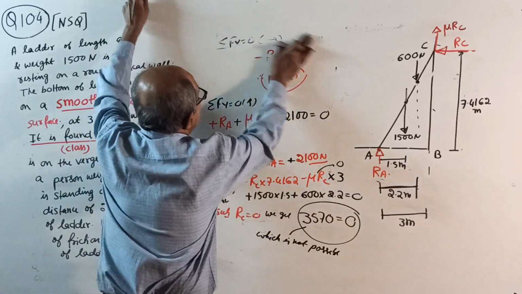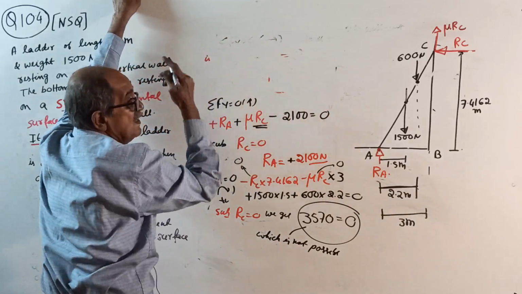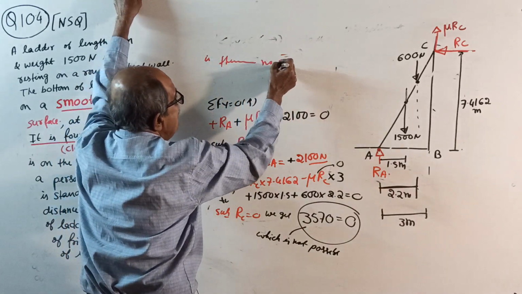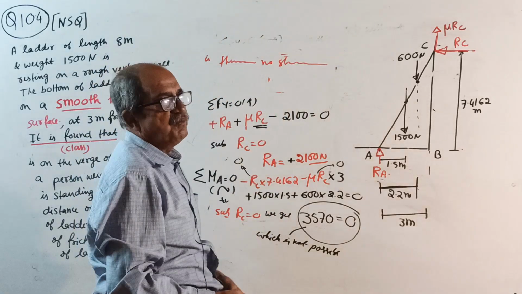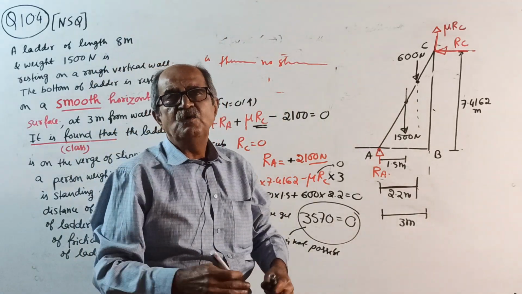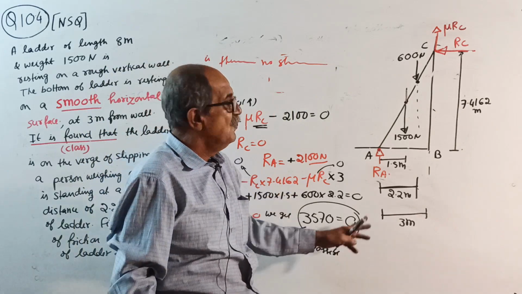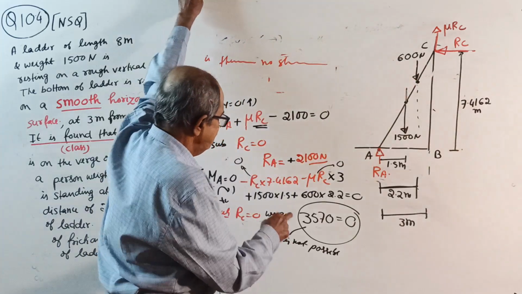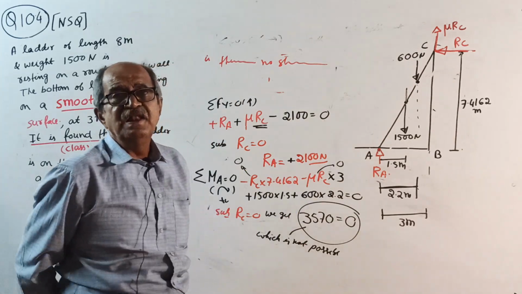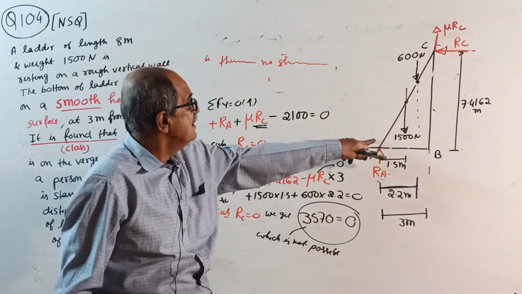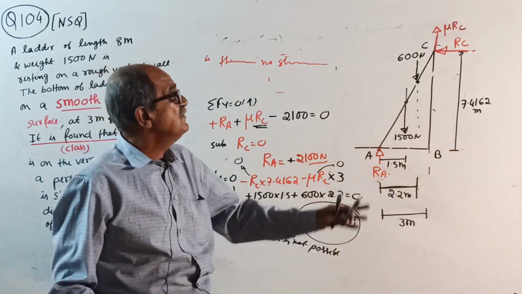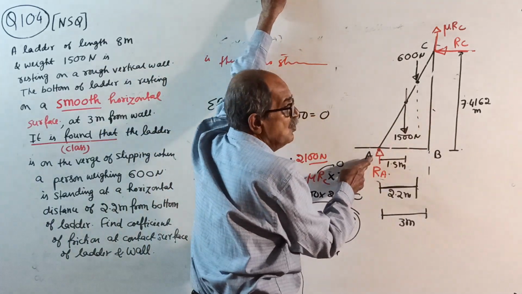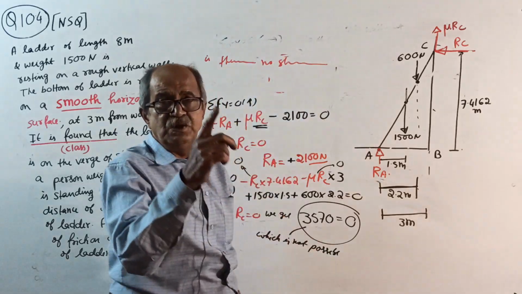Or you write here that there is no stability for the ladder. First of all, the ladder will not stand. Even without the person, the ladder will not stand, because this number is there. That means it is an unstable ladder. You cannot place a ladder at any angle with a smooth wall and smooth ground. This I told you earlier.